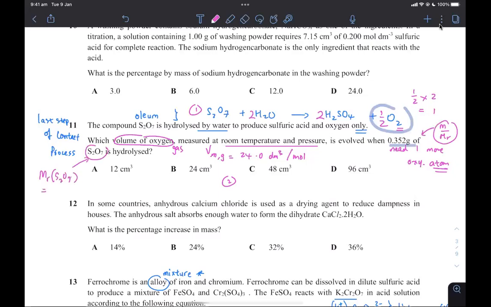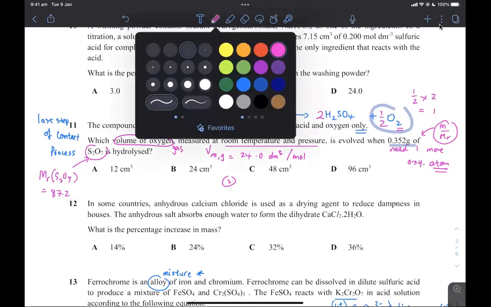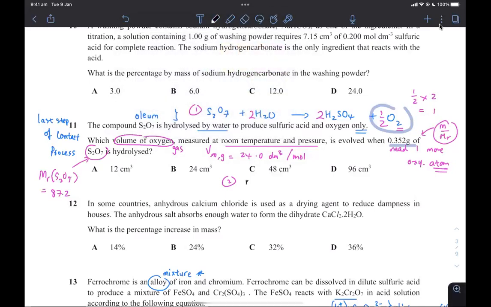If you look in the data booklet, 32.1 for the sulfur, and you have 2 of the sulfur, and then 7 times 16.0, I get 87.2. So here's where I'll set up my equation, all right? So look carefully. The mole of oxygen is to the mole of S2O7. This is what I want. This is what I'm given, okay?